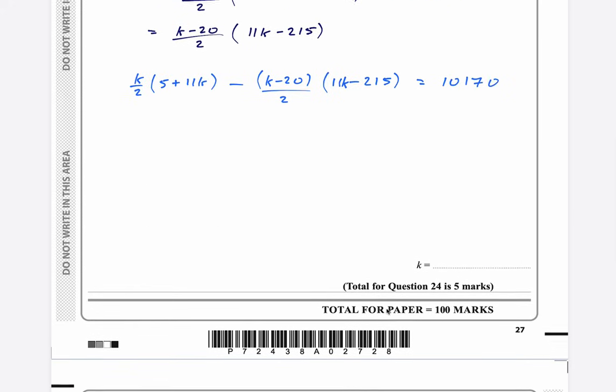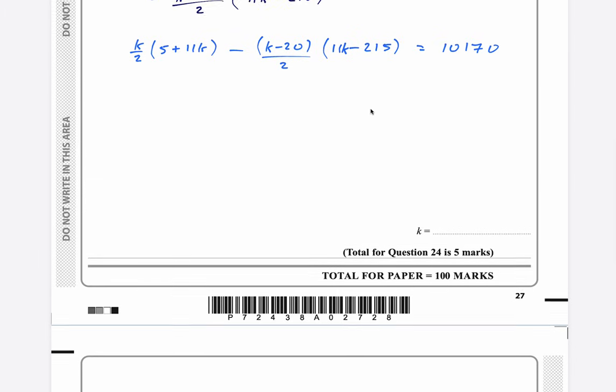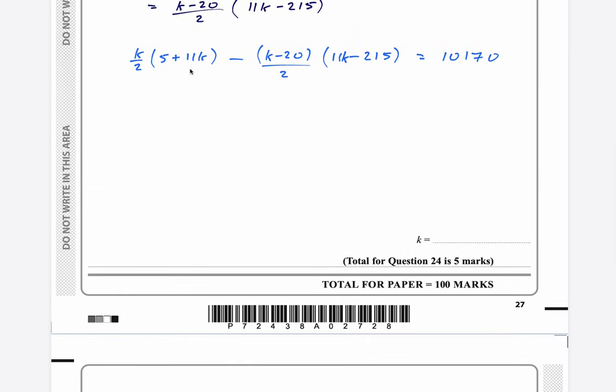So, how am I going to solve it? And they could have given me more space. The first thing I'm going to do, guys, is get rid of these 2's, because I don't like them. So I'm going to multiply both sides by 2. If I multiply by 2, I'll get rid of this 2, get rid of this 2, and I need to multiply this by 2. So this becomes k minus 20 times 11k minus 215. This equals, this times 2, so it's 20,340. Use your calculator, guys, to multiply that by 2.